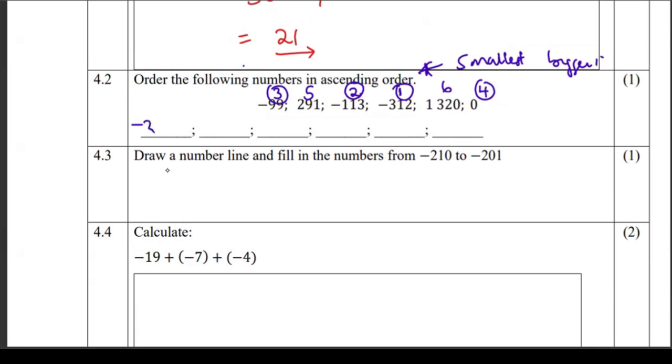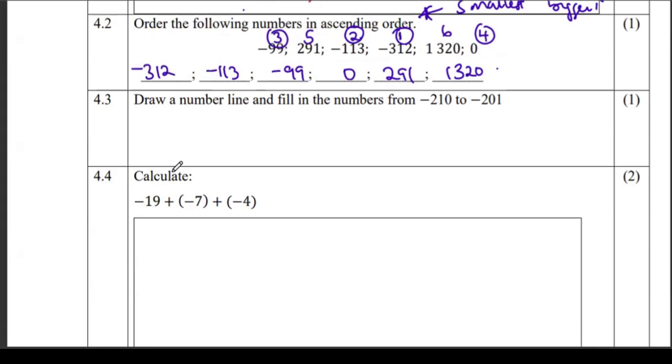So we have negative 312. We have negative 113. We have negative 99. We have a 0, 291, 1320. All right, draw a number line and fill in numbers from negative 210 up to negative 201.